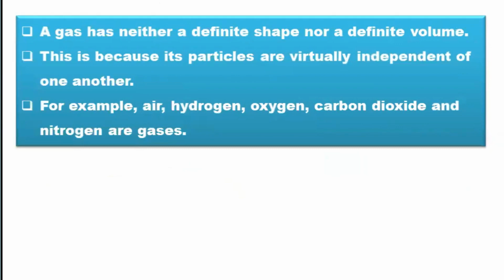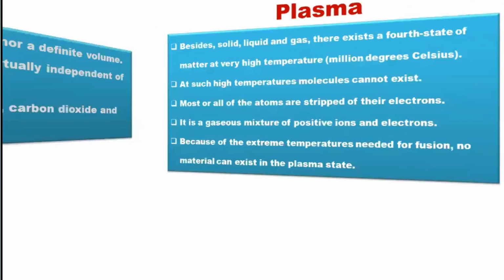The third one is the gas. A gas has neither a definite shape nor a definite volume. Gases do not have their own shape and their own volume. This is because their particles are virtually independent of one another. For example, air, hydrogen, oxygen, carbon dioxide, and nitrogen are gases.